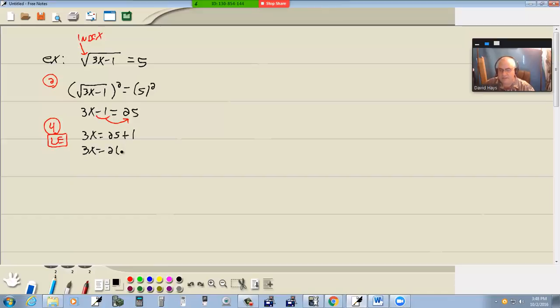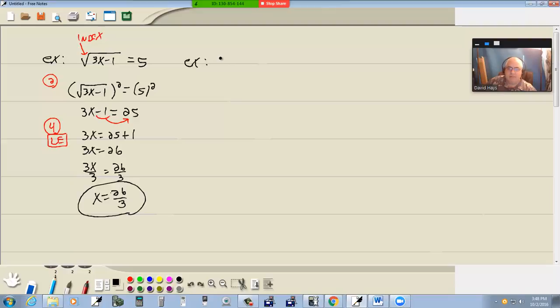And that gives us 26. And then divide both sides by 3. And we end up with x is equal to 26 over 3, maybe. But if I plug that back in, 3 times 26 over 3 is 26, minus 1 is 25. Square root of 25 is 5, so it checks.